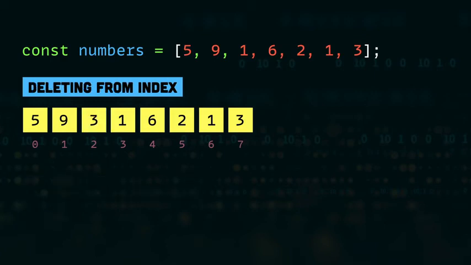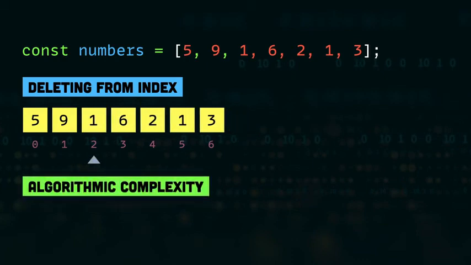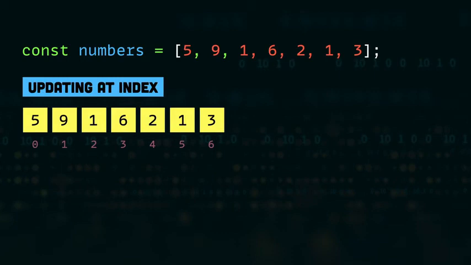Next, we'll discuss removing an element from the array. Suppose we want to eliminate the element at index 2. We will simply remove the element and pull back each of the remaining elements in the array. The algorithmic complexity of deleting an element is also linear, i.e. O of n.